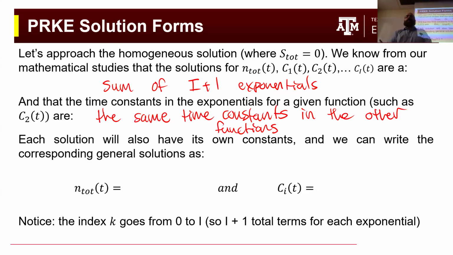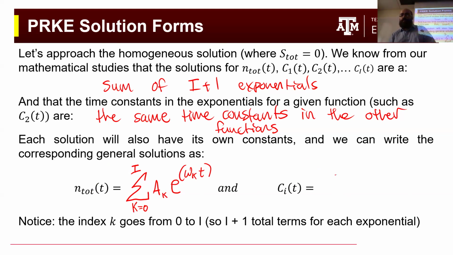So the way that we would write this is that we have a sum. We're summing up, and I'm going to use the index k for my sum, from k equals 0 to capital I. In total, we have a coefficient up front, which is a_k, and then we have e to the omega k times t, where omega k is the time constant. So this is what it looks like for the total density.